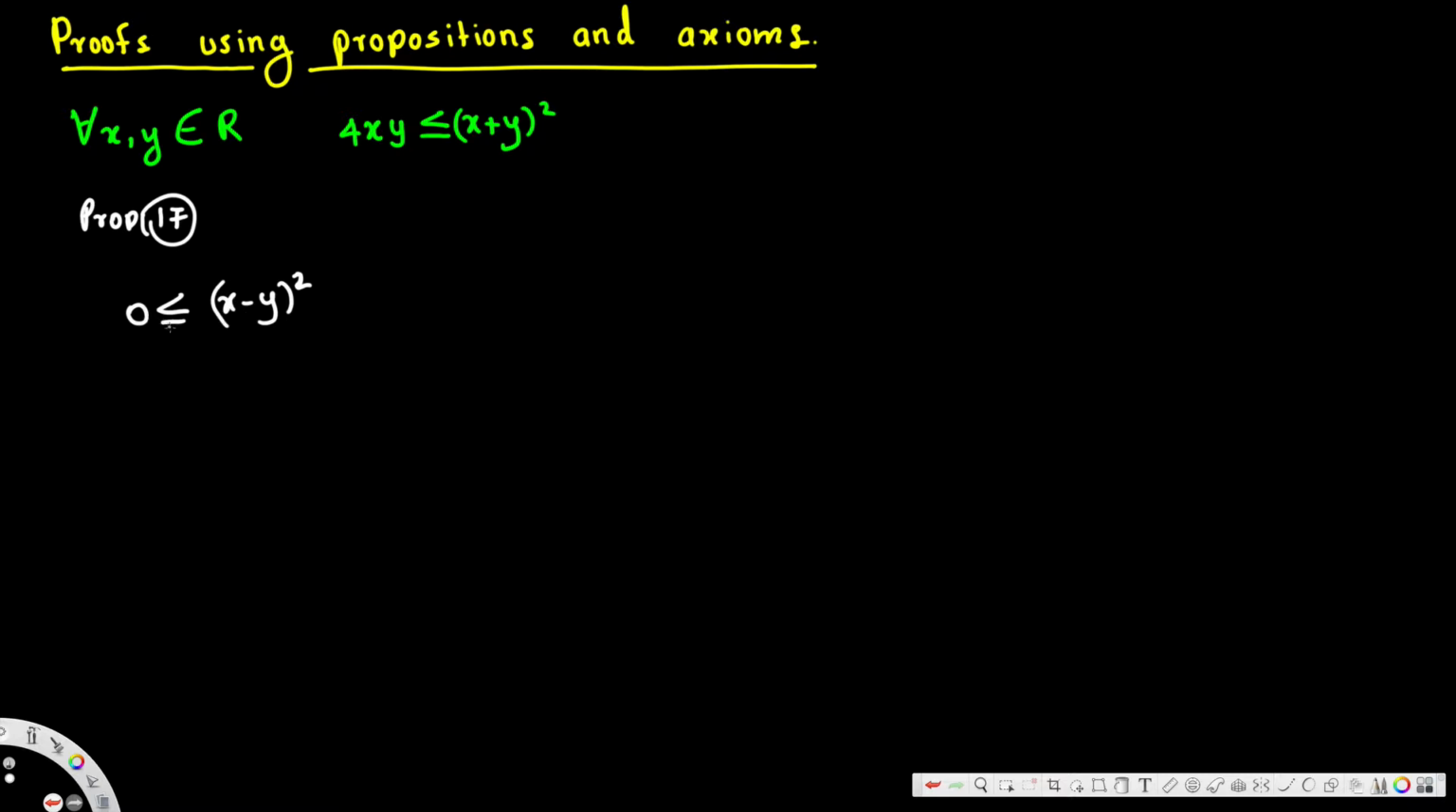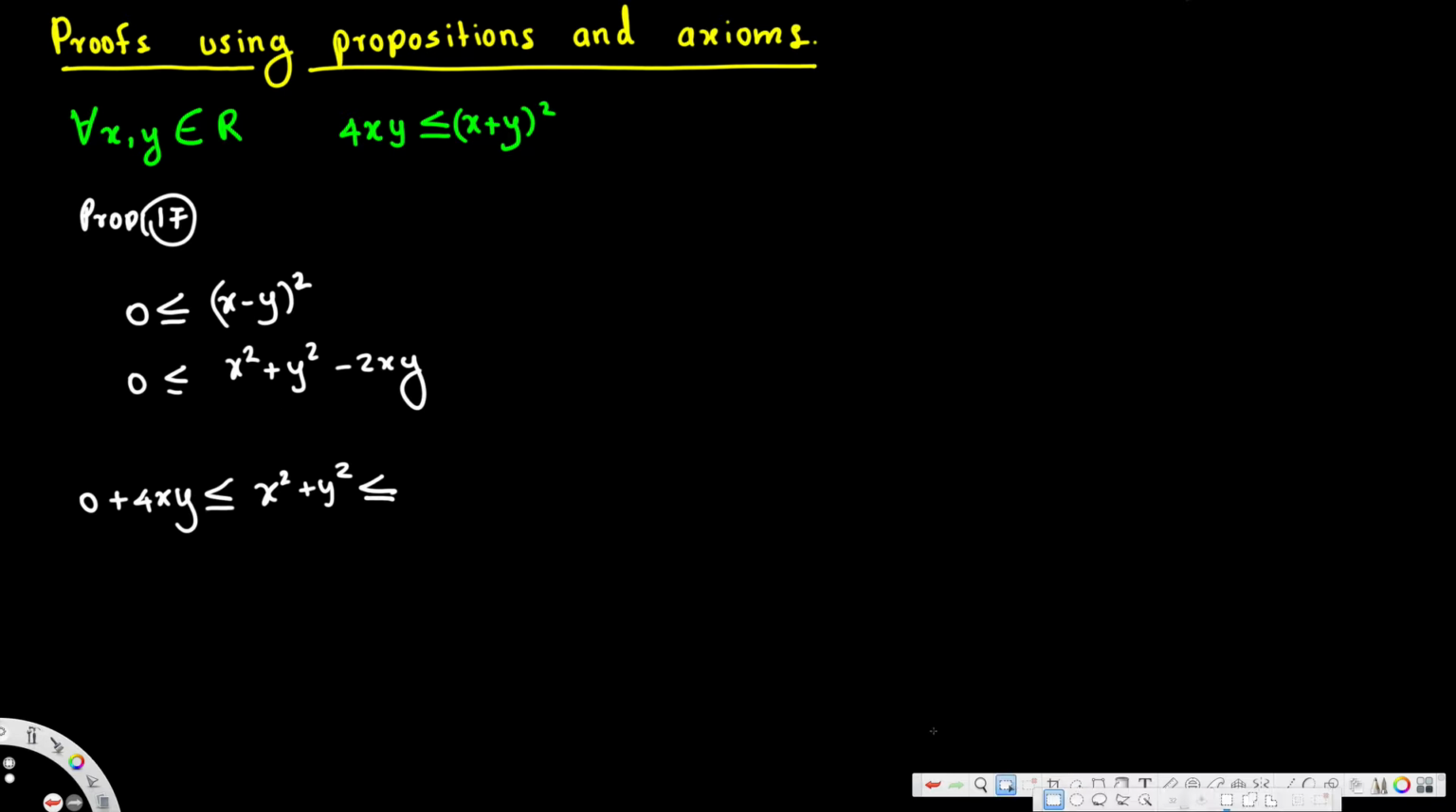Here 0 is less than or equal to (x minus y) whole square. So if you expand this one, you are going to get x square plus y square minus 2xy. Now since we are trying to prove 4xy, we have to add 4xy both sides. So 0 plus 4xy is less than or equal to x square plus y square, not less than or equal to, because I'm adding 4xy both sides.